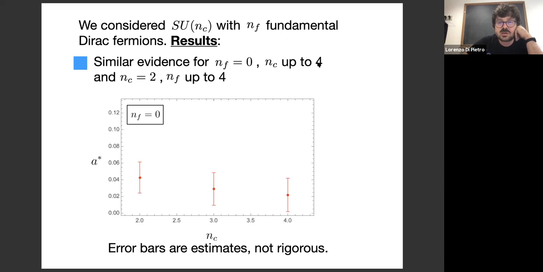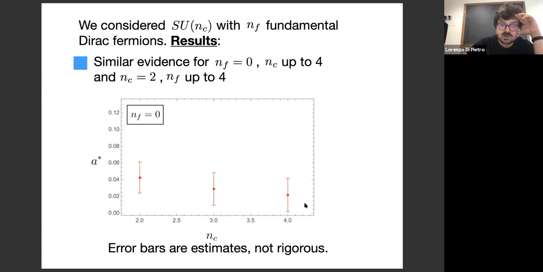So what happens when we are at 5 and above for both these parameters? What happens is that the error bar starts including 0. So we are not claiming that we have evidence that, for instance, Yang-Mills with N_C equal 5 is not conformal. We are just claiming that with our error estimates, we cannot say for sure that there is a fixed point.